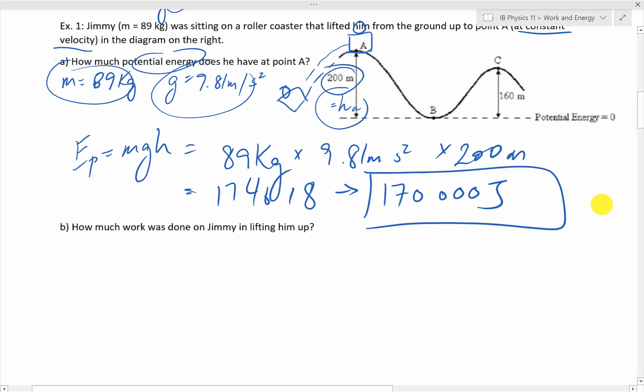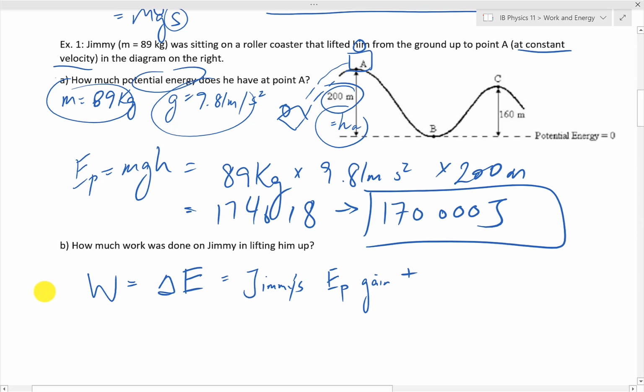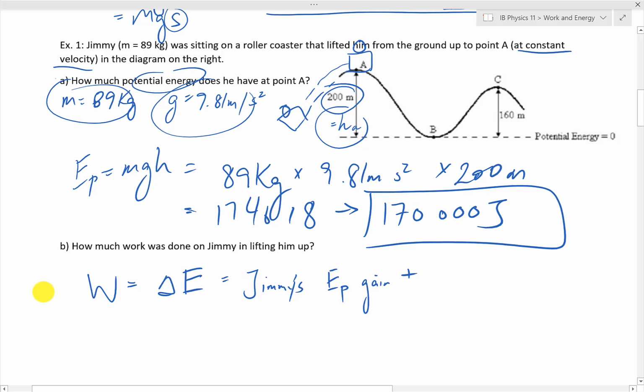But let's take a look at B. How much work was done on Jimmy in lifting him up? I'm assuming that's to point A. We know that the work done on an object is equal to that object's change in energy. Well then, let's take a look at what kind of energy Jimmy is gaining. Jimmy is gaining potential energy for sure. What other forms of energy is Jimmy gaining? Well, the roller coaster might be accelerating him, so he could be gaining kinetic energy.